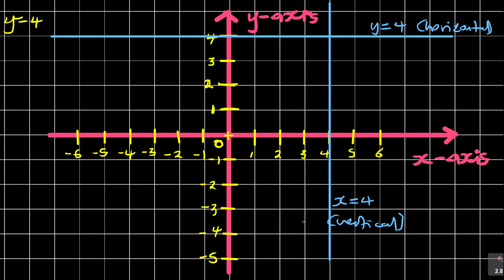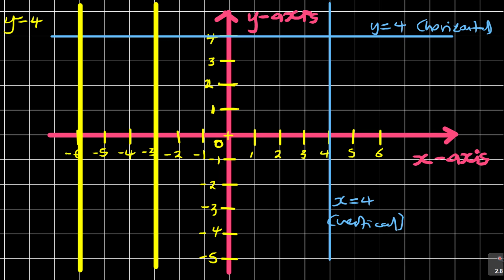If they say draw a graph of x is equal to minus 6, you do the same. You come where it says minus 6, and then you draw the graph. There it is. This is x is equal to minus 6. This is x is equal to minus 3. See this? So on this graph, you'll be saying x is equal to minus 6. On this one, it will be x is equal to minus 3.